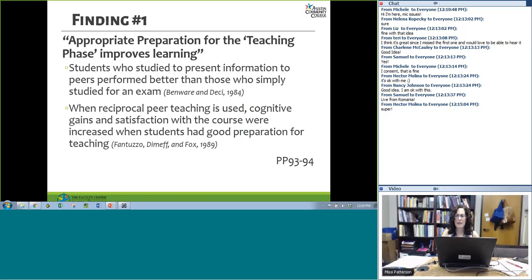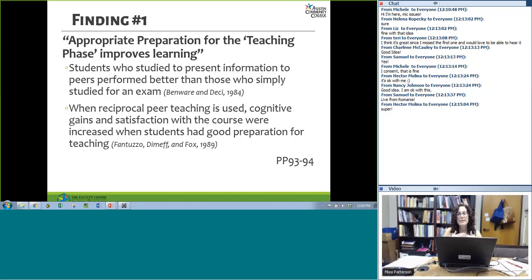All right, so we're going to start with finding one. I believe in this chapter I remember that there are 4 best practices. So the first one, and the quote from the book, is appropriate preparation for the teaching phase improves learning. This probably is a no-brainer to all of you guys, but in that list of 5 things that students need to do, that preparation phase is not something to skip. If you just ask students to jump in immediately and start teaching each other, if they haven't had time to consider how they're going to teach or consider the goals of the activity, it seems to cause problems in the process. So I'm going to encourage you always, always to not skip that step.